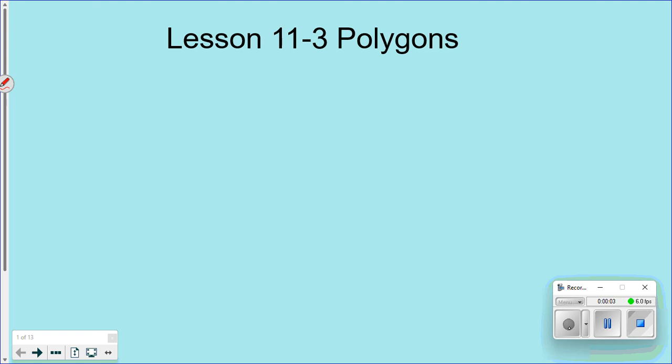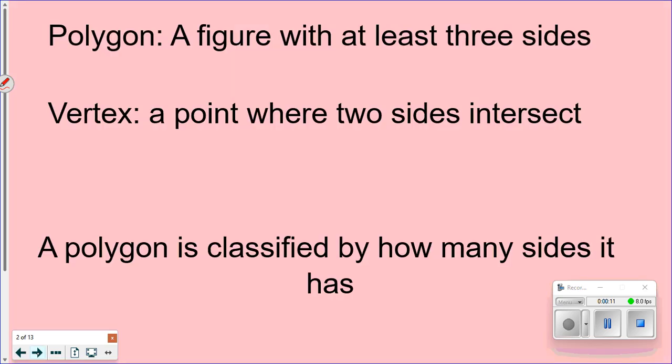Today's lesson is all about polygons. So this is lesson 11.3. First of all, a polygon is a figure with at least 3 sides. So basically a triangle and up. Everything that has more than 3 sides, 3 or more I guess, is a polygon.